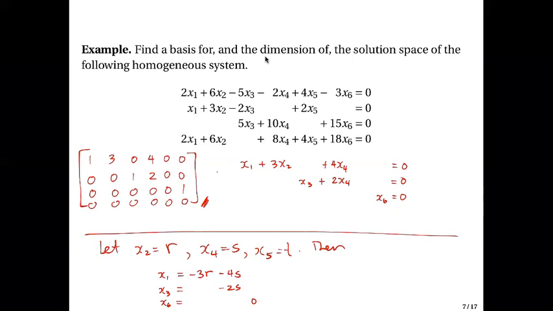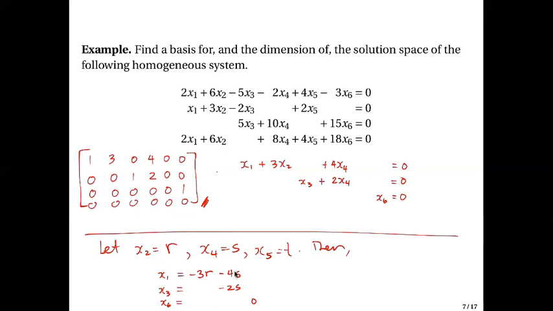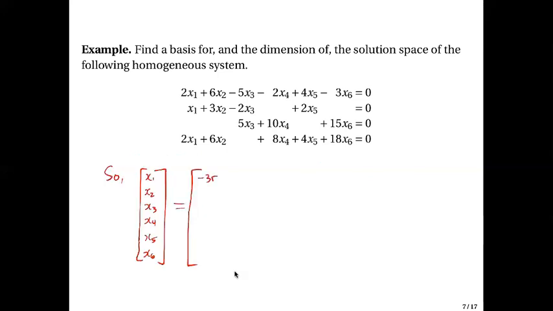So how do we find the basis and the dimension of the solution space? Coming from this, we rewrite the general solution in vector form, vertically. So you have x1, x2, x3, x4, x5, and then you have your x6 in here. And then our x1 was minus 3r minus 4s.